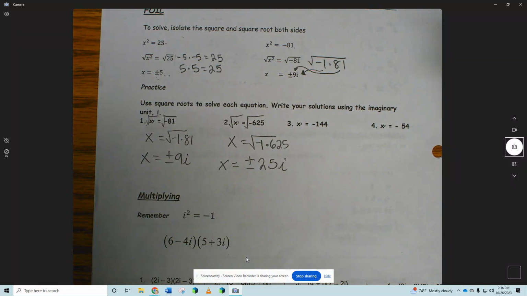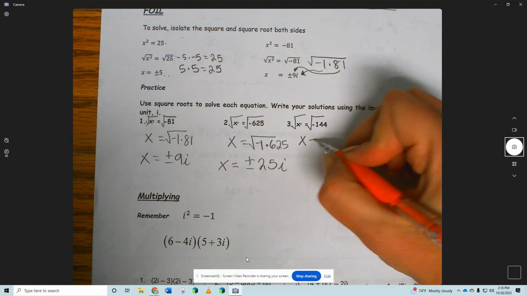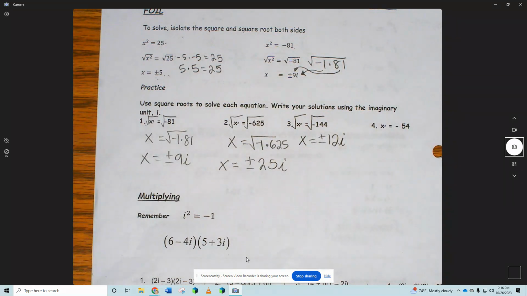Number 3, square root both sides, plus or minus 12i. Easy? Yes.